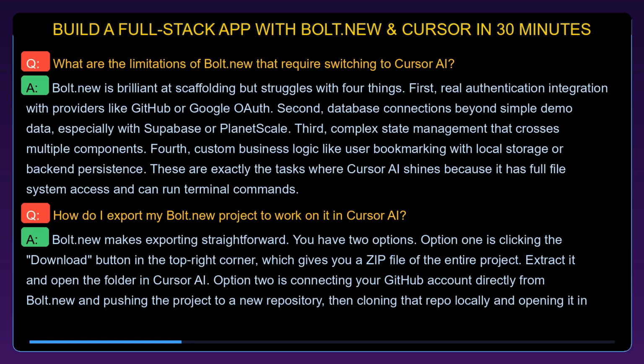Bolt.new makes exporting straightforward. You have 2 options. Option 1 is clicking the Download button in the top right corner, which gives you a zip file of the entire project. Extract it and open the folder in Cursor AI. Option 2 is connecting your GitHub account directly from Bolt.new and pushing the project to a new repository, then cloning that repo locally and opening it in Cursor. The GitHub method is better because you get version control from the start.